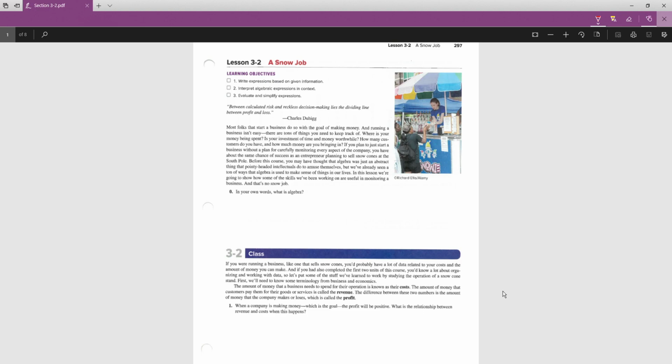We are looking at lesson 3.2, a snow job. This one covers writing, interpreting, and evaluating algebraic expressions. This is on page 297 of your book.